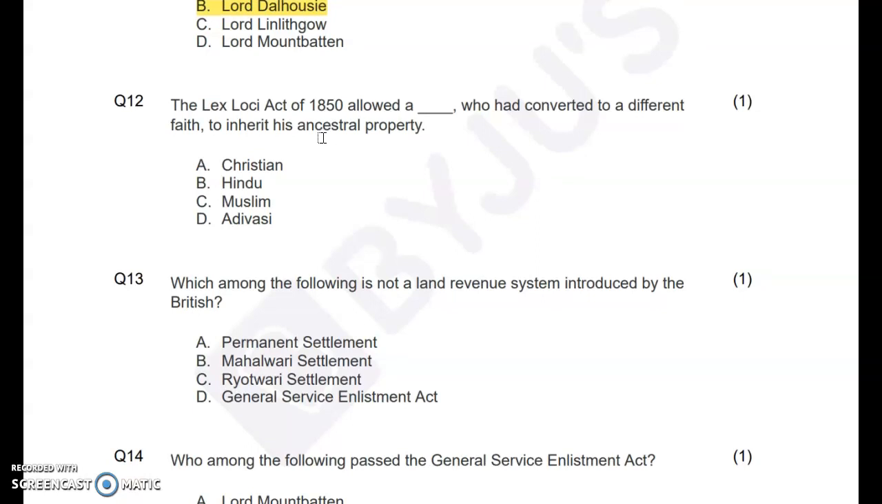Question number 12. The Lex Loci Act of 1850 allowed a dash who had converted to a different faith to inherit his ancestral property. This is not in your syllabus. I'll tell you the answer. This is D. Hindu.